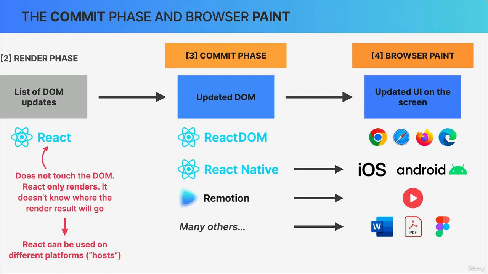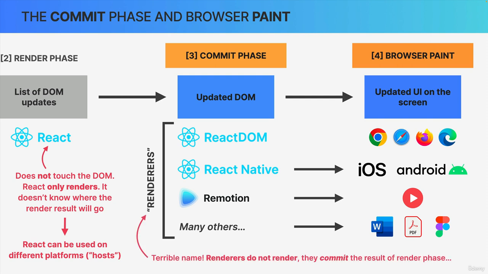different so-called renderers. Now, if we think about this, renderer is actually a pretty terrible name, because according to React's own terminology, renderers do not render, but they commit the results of the render phase. But I think that this renderer name comes from a time before React divided the render and the commit phase into two separate phases. And so they chose this term of renderer because it fits with the common sense definition of rendering.